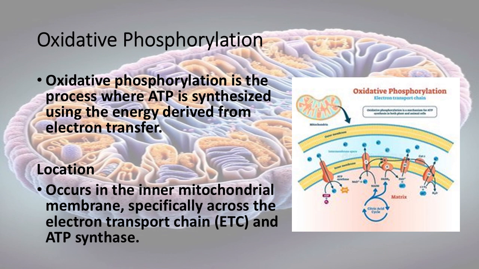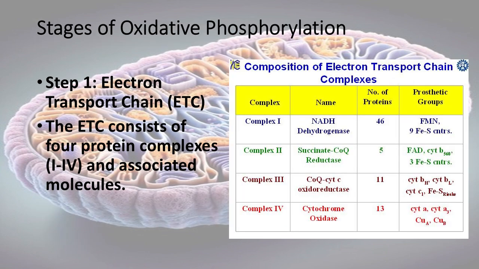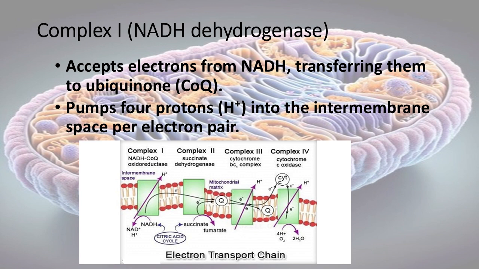1. Location: occurs in the inner mitochondrial membrane, specifically across the electron transport chain, ETC, and ATP synthase. 2. Stages of oxidative phosphorylation. Step 1. Electron transport chain, ETC. The ETC consists of 4 protein complexes, 1 to 4, and associated molecules. Complex 1, NADH dehydrogenase, accepts electrons from NADH, transferring them to ubiquinone, COQ. Pumps 4 protons, H+, into the intermembrane space per electron pair.